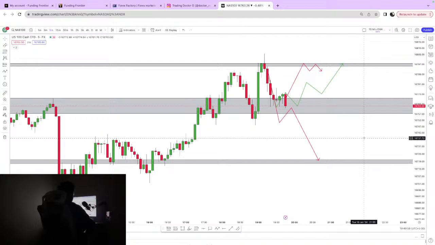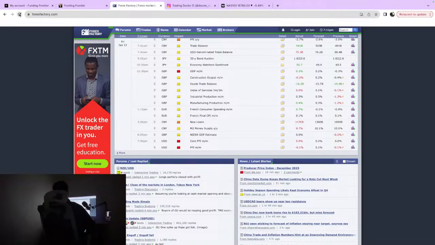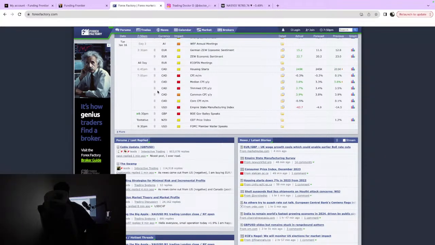Alright, now just wait and watch and keep your patience. As you know, this is the most important thing in trading. Let's check whether there is any high impact news event today. Yeah, it's on GBP, so it won't matter much to us.